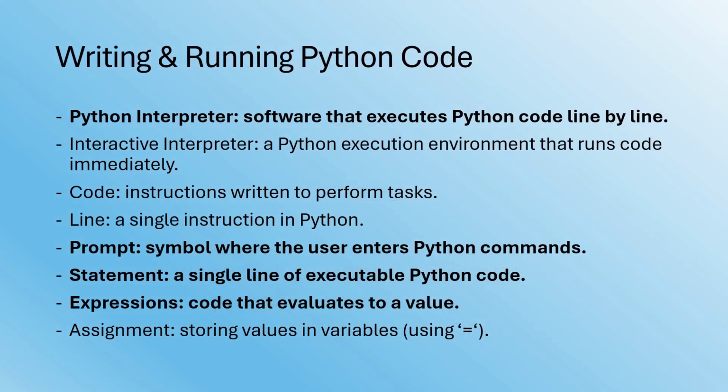Writing and running Python code. Python interpreter is the software that executes Python code line by line. A prompt is a symbol where the user enters Python commands. A statement is a single line of executable Python code, and expressions are code that evaluates to a value. Additionally, an interactive interpreter is a Python execution environment that runs the code immediately. Code is the instructions written to do something. A line is a single instruction, and an assignment is storing values in a variable, as mentioned previously.